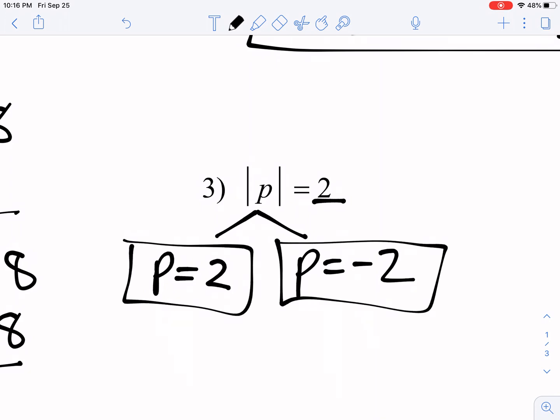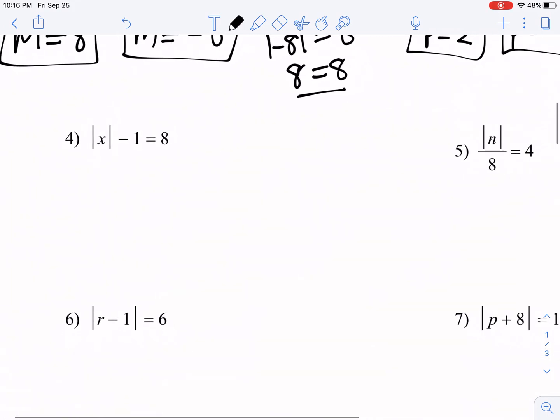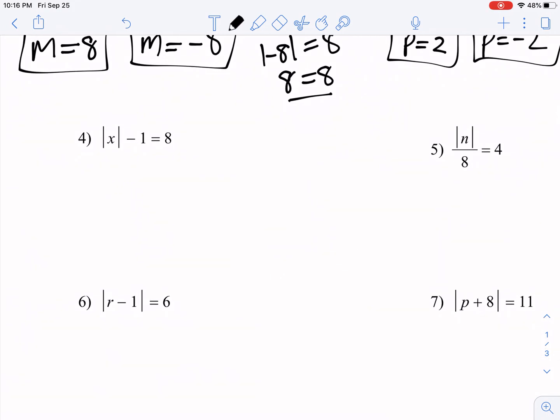Okay? And then, of course, we can always plug it back in. But is the absolute value of 2, 2? Yeah. Is the absolute value of a negative 2, 2? Yeah. So both of these guys are correct. Okay? Now let's get to some that actually have something else going on.